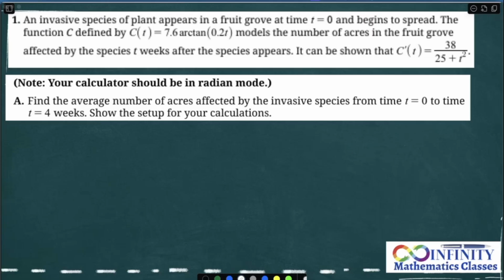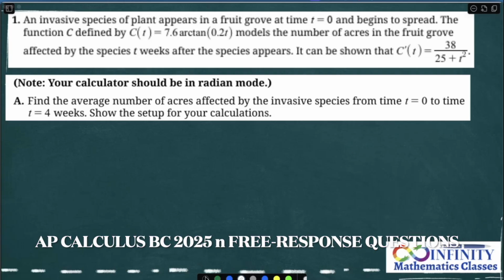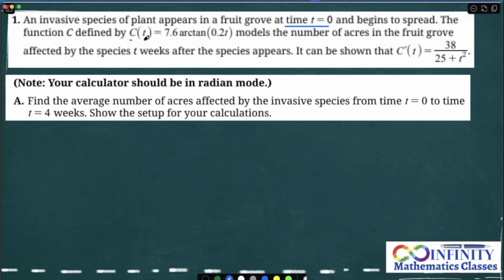So just try to read the first question. The question is an invasive species. An invasive species plant appears in a fruit grove at time t equals 0 and begins to spread. The function C defined by C(t) = 7.6 × 10^(-0.2t) models the number of acres in the fruit grove affected by the species t weeks after the species appears.